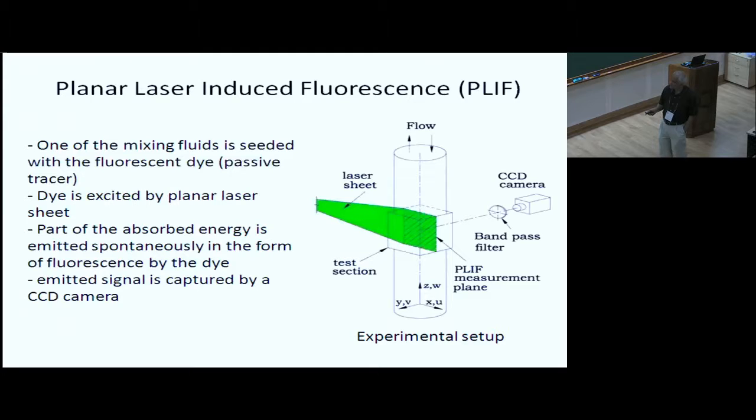And some of the pictures I'll be showing are based on this type of flow visualization technique, where you have a laser sheet. That is, you have a laser beam, you pass it through a cylindrical lens. That cylindrical lens creates a laser sheet of light, and you pass it through the test section, and the fluid in the test section will contain fluorescent dye. So basically the visualization is in that plane. And this is a very common way of visualizing the flow, which gives you the structure in that plane.